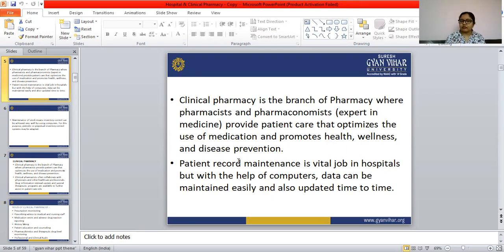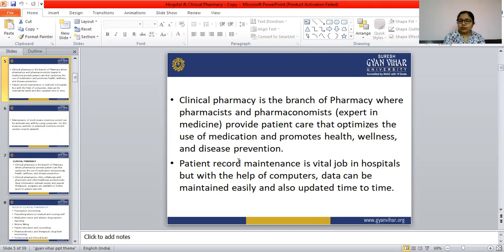But the clinical pharmacy is the branch of pharmacy where the pharmacist as well as the pharmacologist, who is an expert in medicine, provide patient care, and that patient care optimizes the use of medication and promotes health, wellness, and disease prevention.